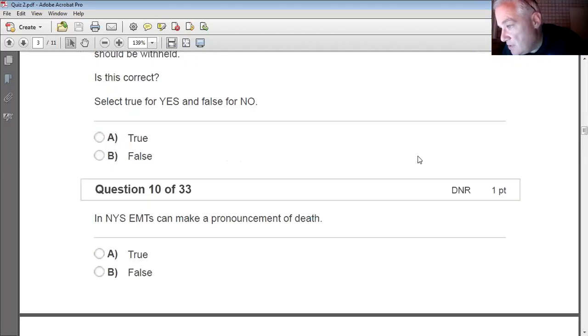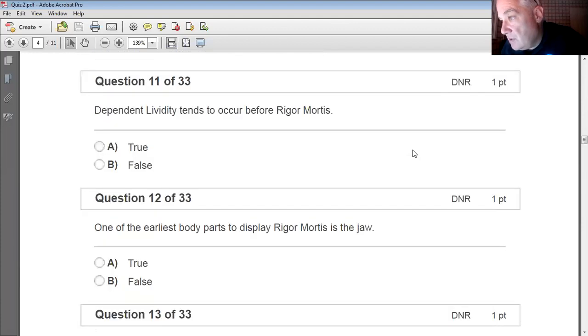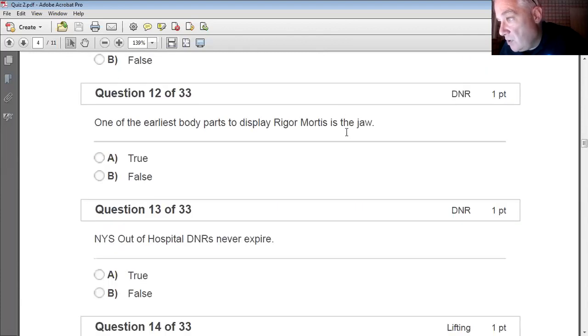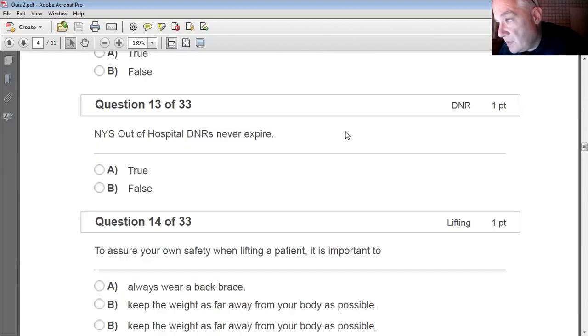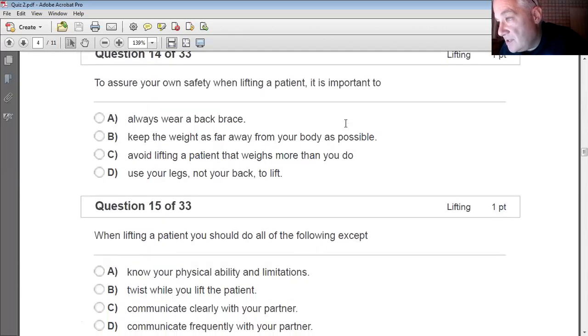Okay, question 10. In New York State, EMTs can make a pronouncement of death. So we already know that that is not true, right? That's false. We cannot pronounce death. Dependent lividity tends to occur before rigor mortis. So now we know that is true. One of the earliest body parts to display rigor mortis is the jaw. So now we know that is true. New York State out of hospital DNRs never expire. That is true. Okay, see how easy it is to take this test?